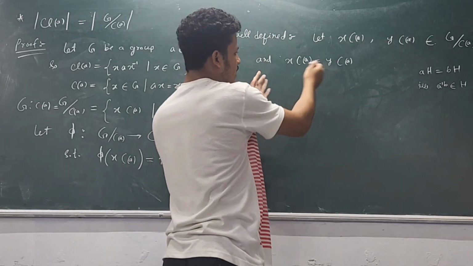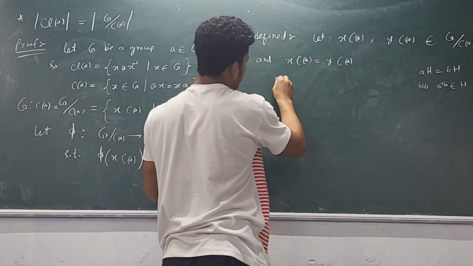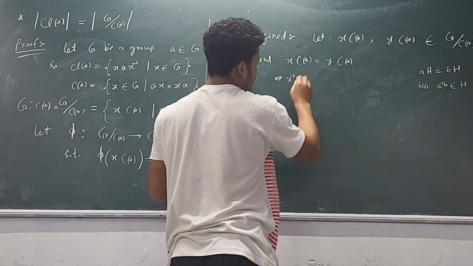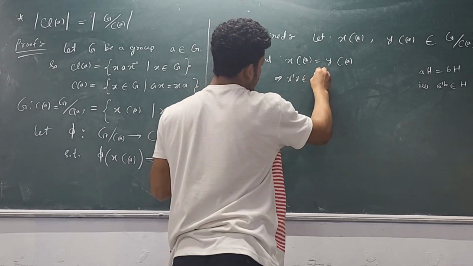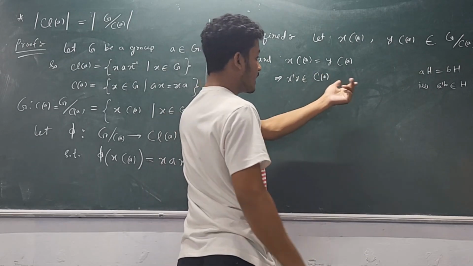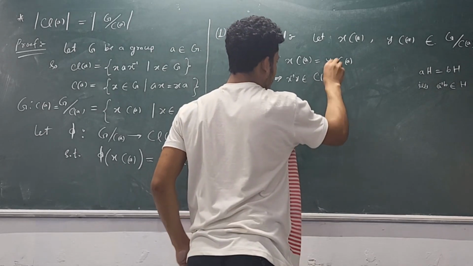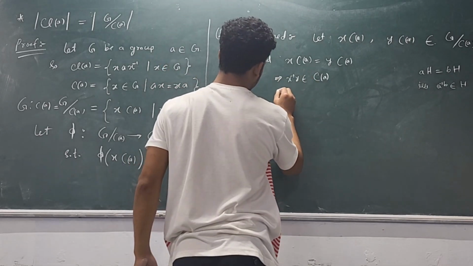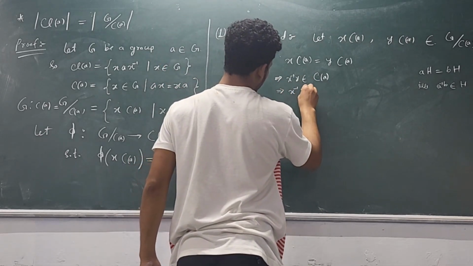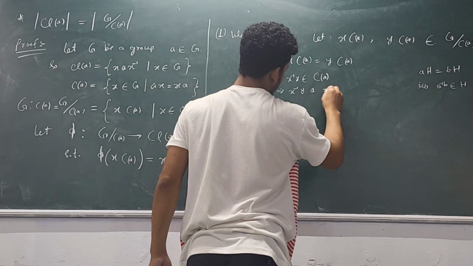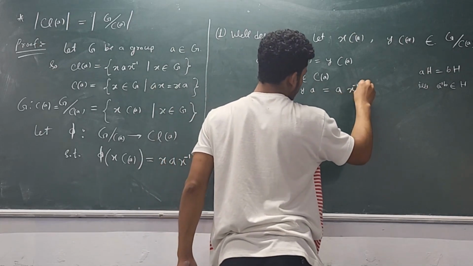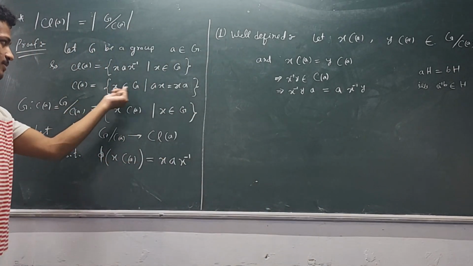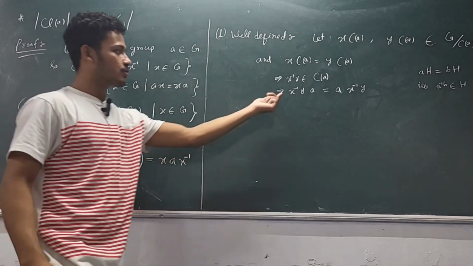And what will be here in this case? This will imply x inverse y belongs to C of a. Here in the place of H, it will be C of a, the centralizer of a. This element belongs to C of a. This means what? x inverse y into a is equal to a into x inverse y. This is the definition of C of a. So this is okay.